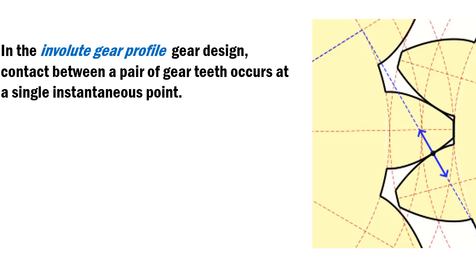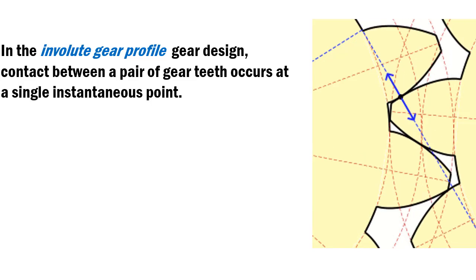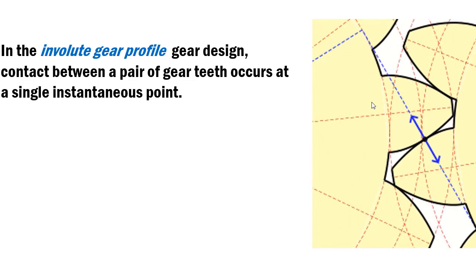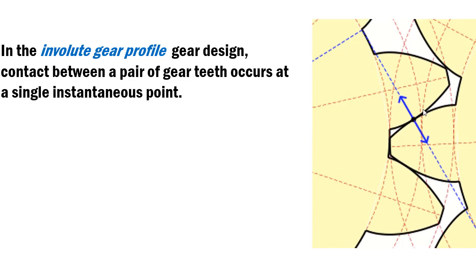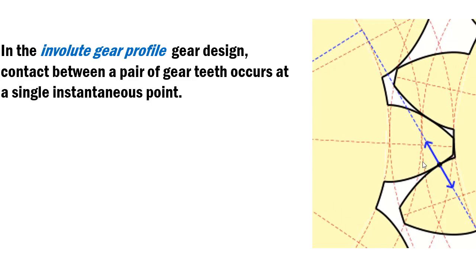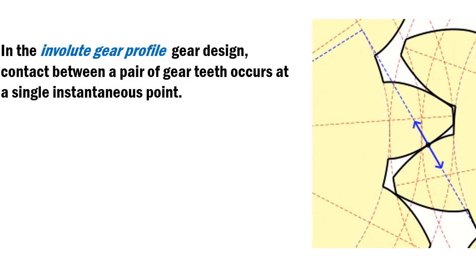So with that involute gear profile and the design of the teeth, the contact between a pair of teeth occurs at a single instantaneous point. Here's the point right here. Let me put this in motion for you. Watch how the contact between the teeth starts and moves along because of the involute curved profile of each tooth.